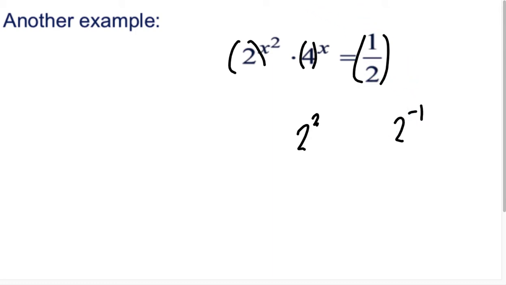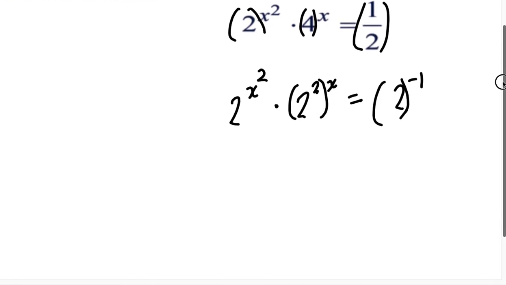Okay, so now that we know that, we're going to bring everything else down. We have 2 to the power of x squared times 2 to the power of 2x, and it's equal to base 2 to the power of negative 1. Okay. Now you still can't set this equal to this because you have these two that need to be combined.